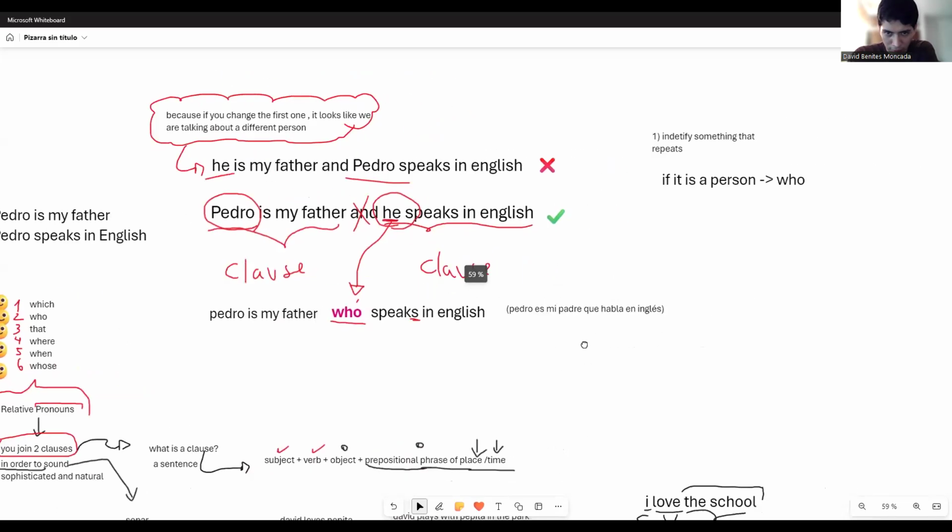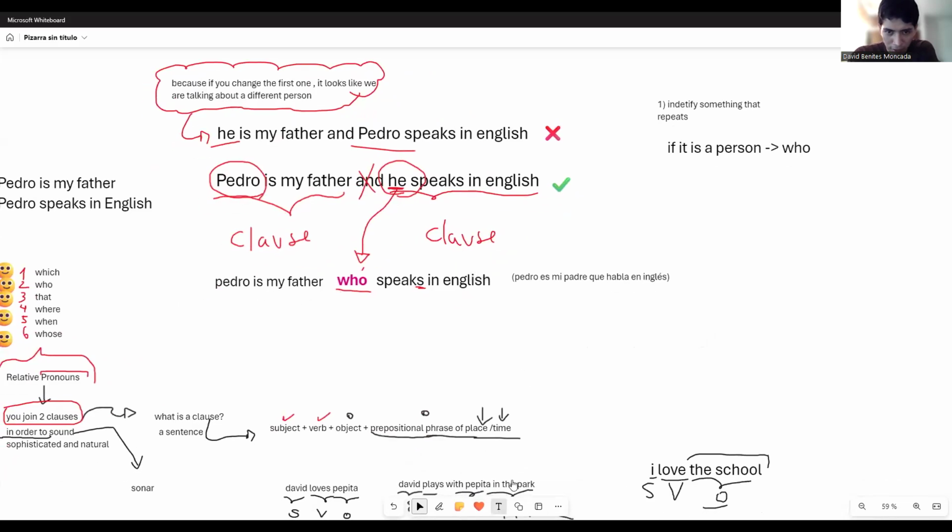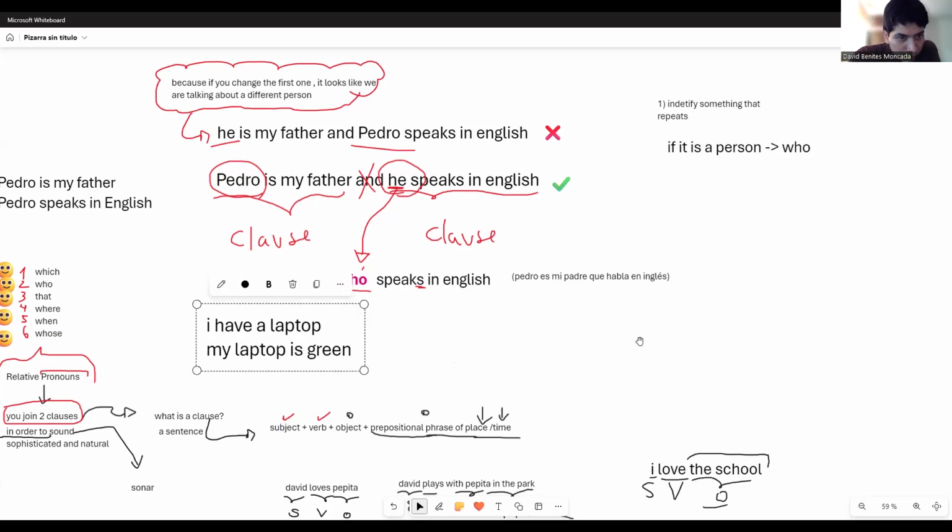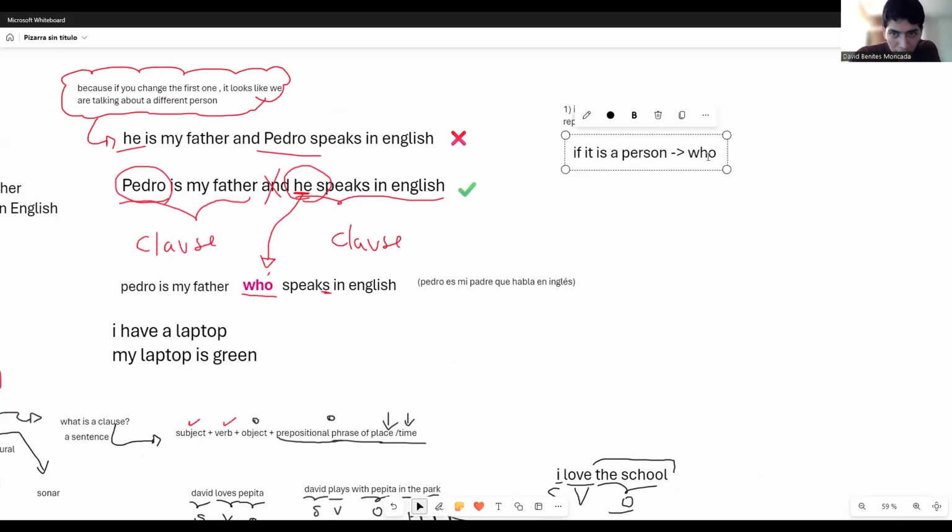Now focus on this part. This is for you. The same process. You say, I have a laptop. My laptop is green. Look at this. I have a laptop and my laptop is green. And then that, if it is a thing, you use which.